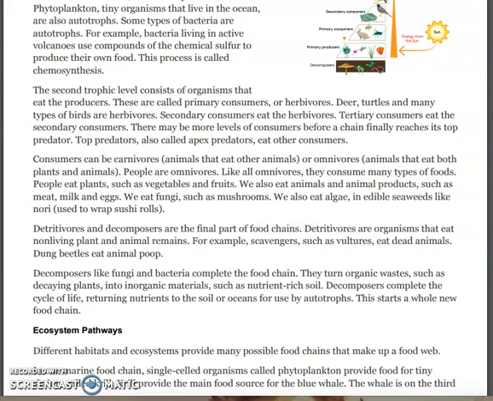Decomposers, like fungi and bacteria, complete the food chain. They turn organic wastes, such as decaying plants, into inorganic materials, such as nutrient-rich soil. Decomposers complete the cycle of life, returning nutrients to the soil or oceans for use by autotrophs. This starts a whole new food chain.